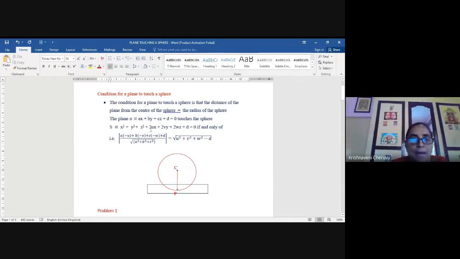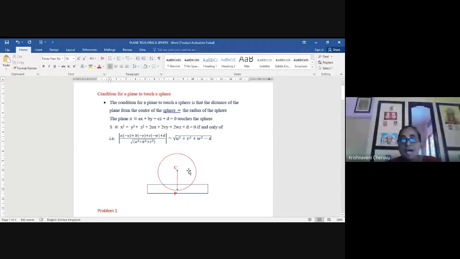What is the center of the sphere? Minus u, minus v, minus w. Here the plane is ax plus by plus cz plus d is equal to 0. The distance of the plane from a point is given by the formula ax1 plus by1 plus cz1 plus d, divided by the square root of a square plus b square plus c square. This is the distance of the plane from the center of the sphere. And the radius of the sphere is the square root of u square plus v square plus w square minus d. When the distance of the plane from the center of the sphere is equal to the radius of the sphere, we say that the plane is touching the sphere.